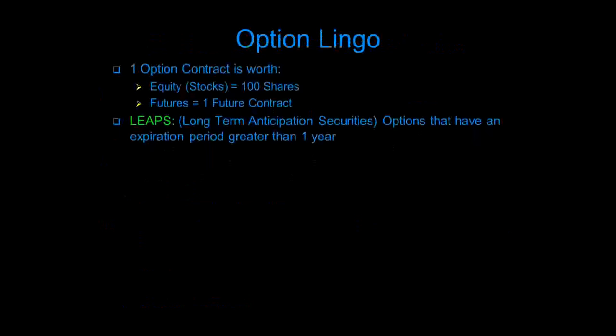So now let's come in here and take a look at some of the option lingo. Everybody, one option contract is worth 100 shares of stock, equity stock. One option contract is worth exactly one futures contract. So they're kind of even for even here. LEAPS. You may have heard the term LEAPS, long-term equity anticipation securities. Generally, these are options that expire 1 year from today or greater. So the longer they go out, then they're typically LEAPS.